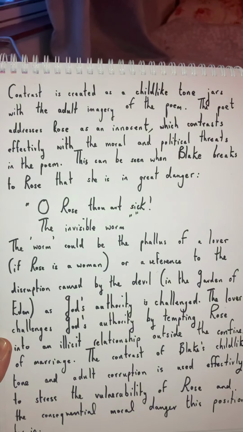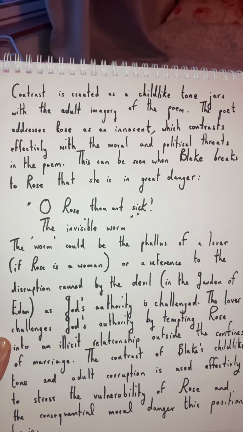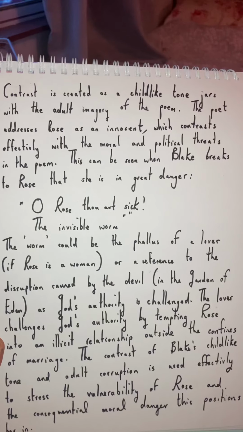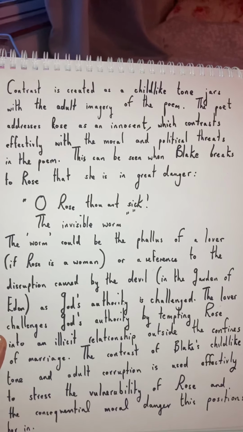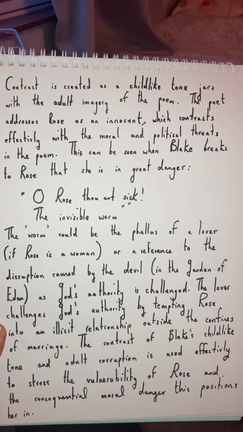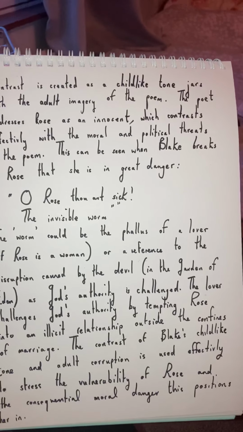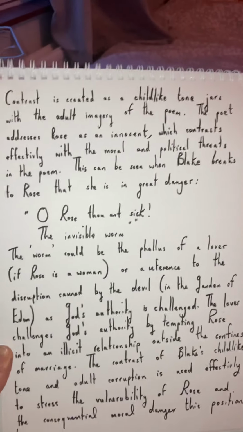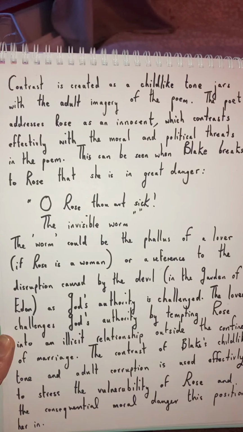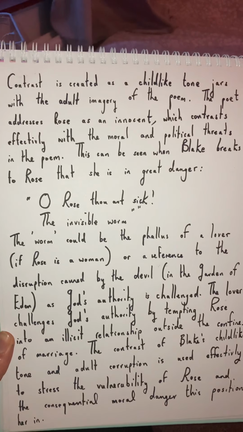So this is my paragraph 2 looking at how contrast is developed in The Sick Rose. My introduction outlined that contrast was used as a way of getting together opposites that generate a social warning. So how am I going to start with paragraph 2? So, contrast is created as a childlike tone jars with adult imagery of the poem.